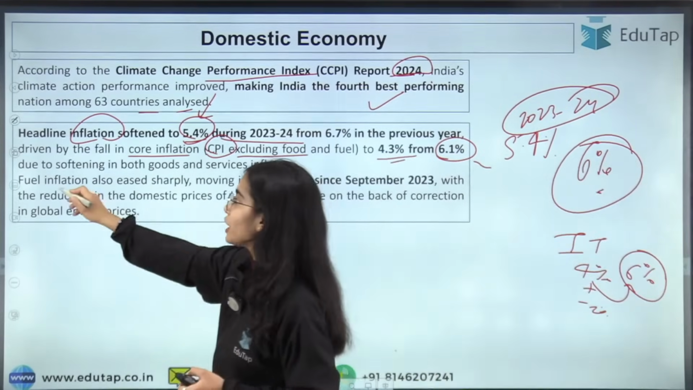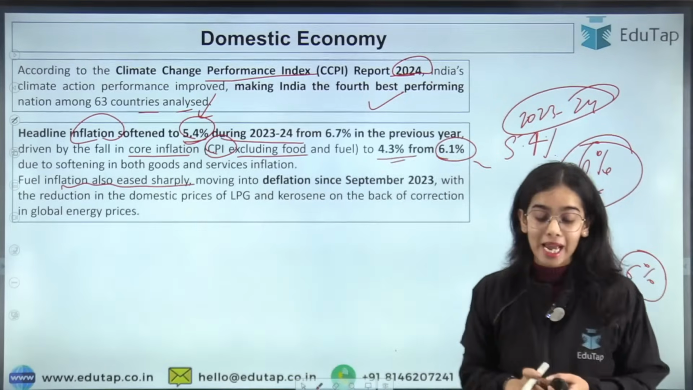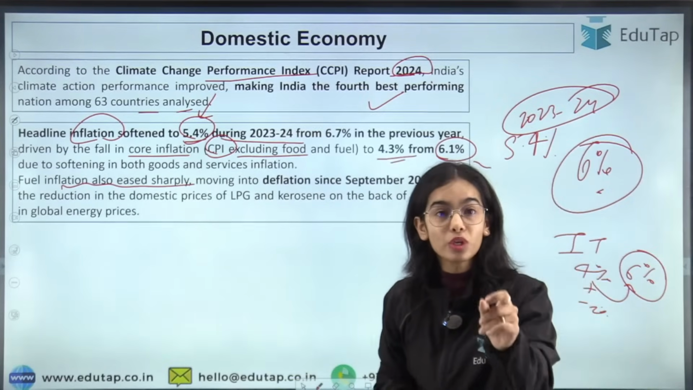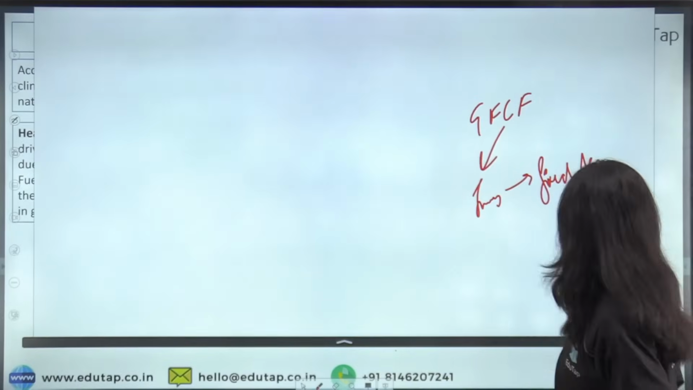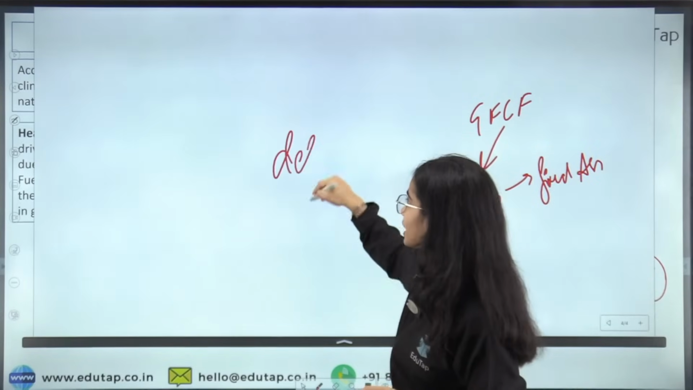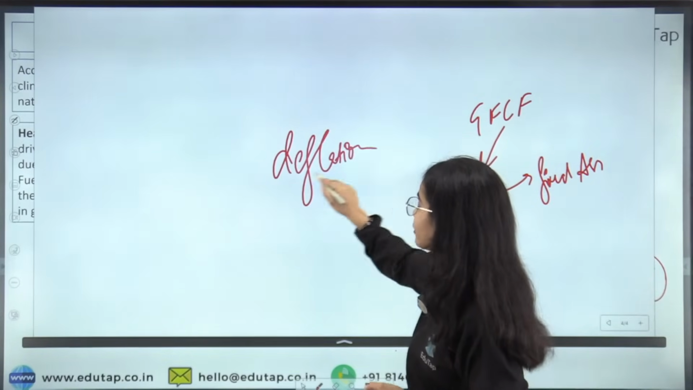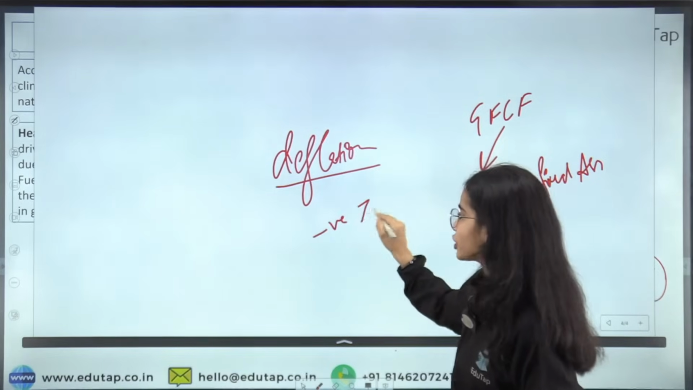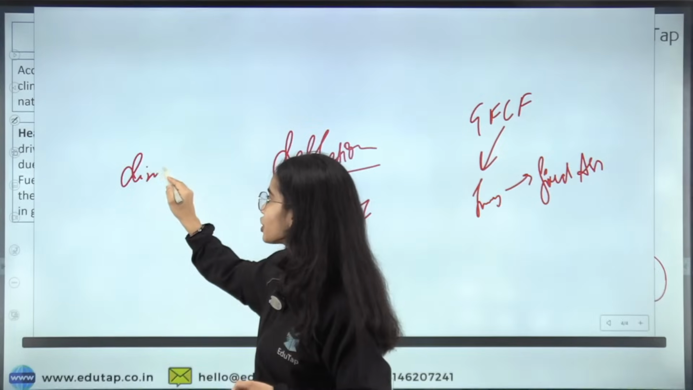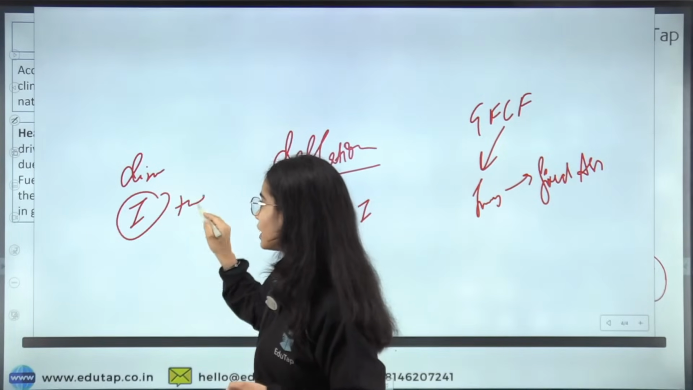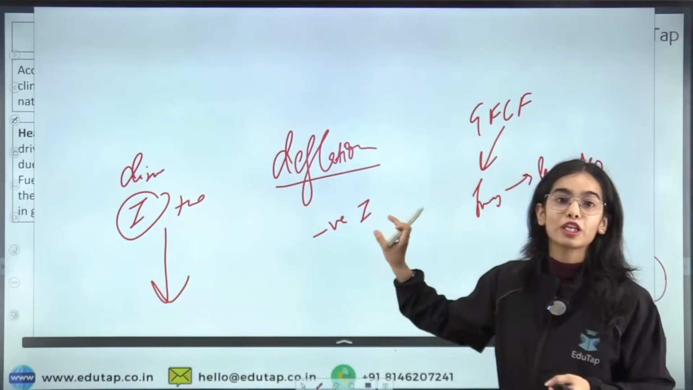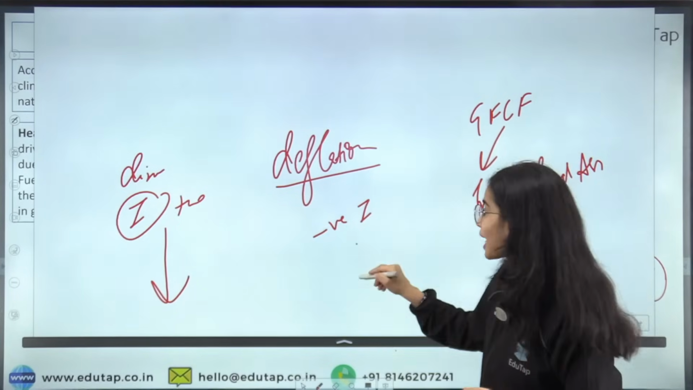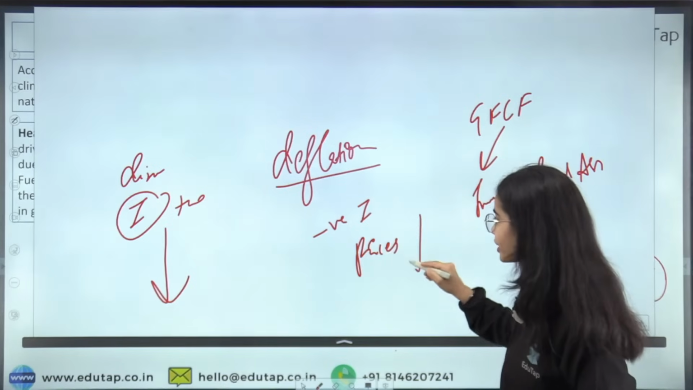Okay, fuel inflation also has eased sharply, and the most important point is that the fuel inflation has seen deflation. So there is deflation that has happened. What is the meaning of deflation? Deflation means negative inflation. In inflation, the inflation is positive, but it is going down, the percentage is reducing. In deflation, the inflation is negative. That means the prices are reducing.